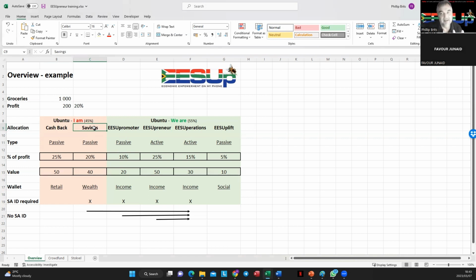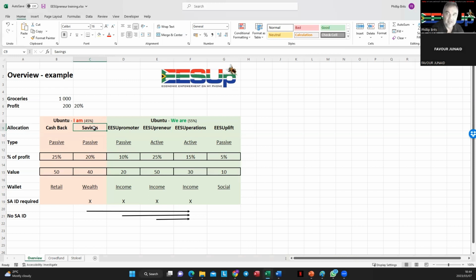So what we're saying is that in South Africa, 10% of the people control 90% of the wealth, and they have access to 60% of the income, and that's what we're trying to rectify. So 90% of the people only have access to 10% of the wealth and 40% of the income. From a grocery context, 90% of the people are buying groceries, generating profit, and giving the profit to 10% of the people.